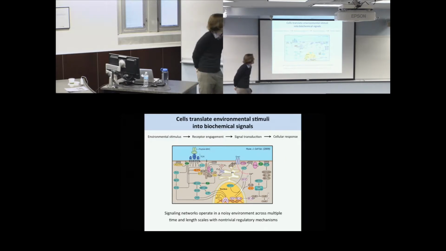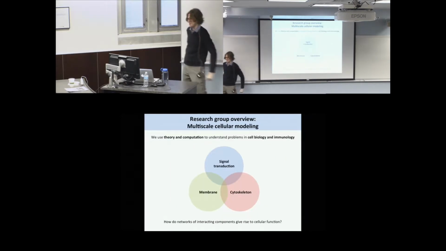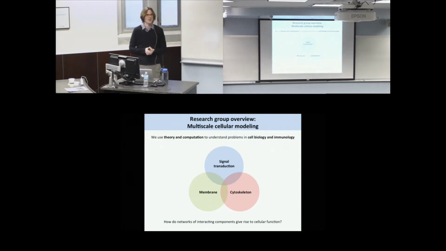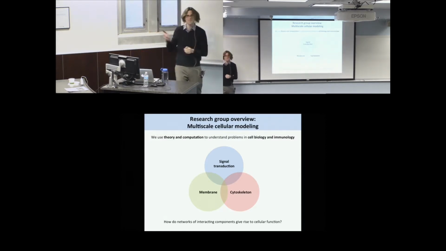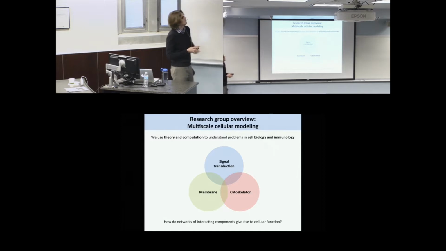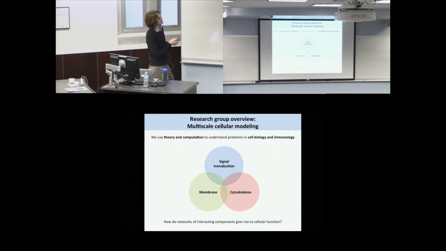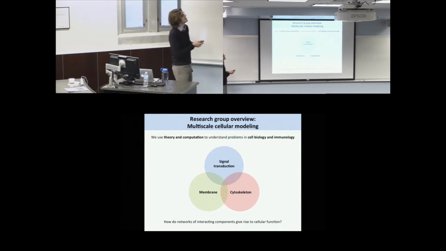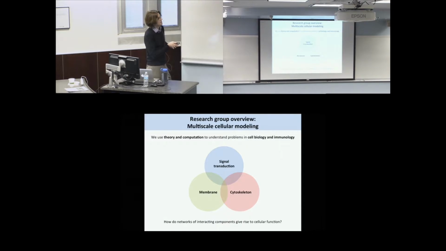Okay. So let me give you a quick overview, since we're all neighbors and we're all part of UT here, and I work just a few buildings over. So my group, roughly, organizes itself around using theory and computation, theory that's rooted in the physical sciences, to understand problems in cell biology and immunology. We think about a few different types of problems. This problem of signal transduction, which I just mentioned.